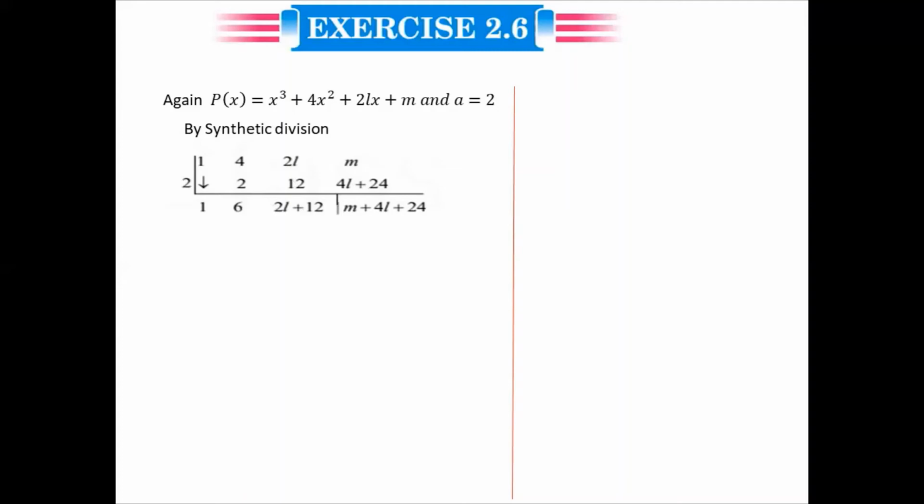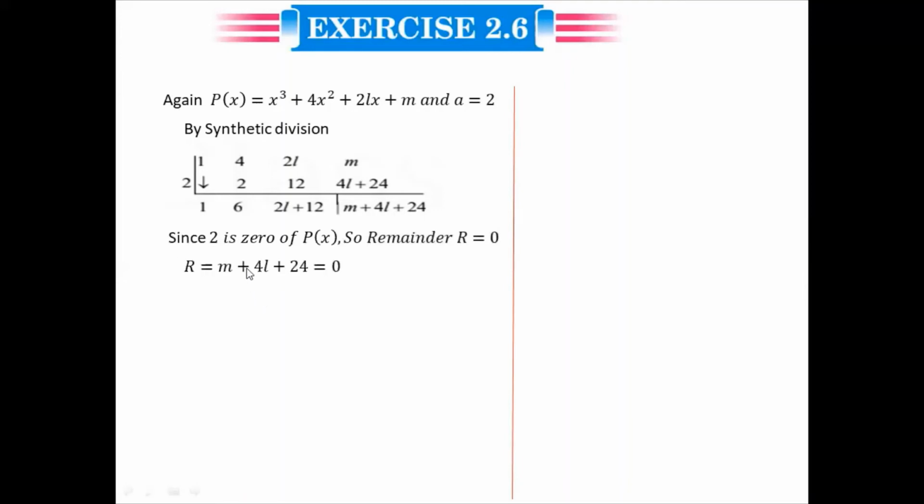As it is given that a is a root of this polynomial, the remainder must be equal to 0. Here the remainder is m plus 4l plus 24, so this must be equal to 0. So we take the remainder equal to 0.